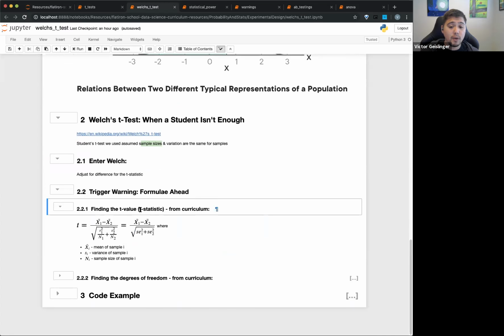So what Welch's test does is consider the standard deviation of the first sample and the standard deviation of the second sample, add those together, each divided by its number of samples, and then take the square root of that.